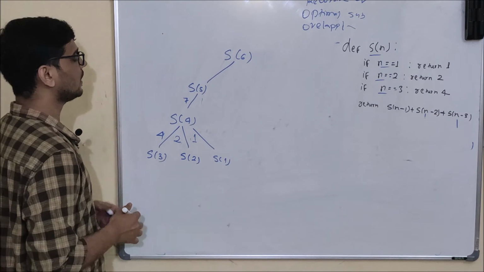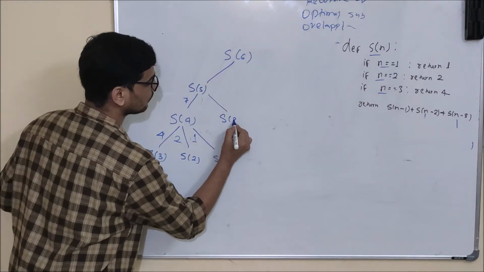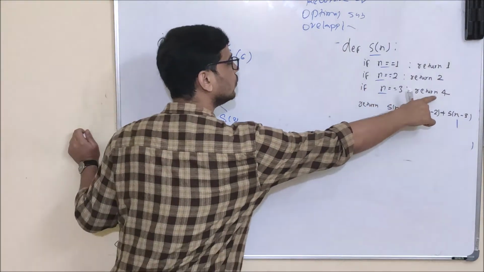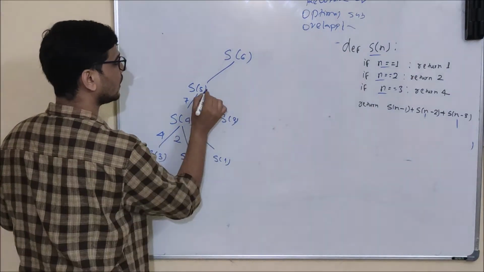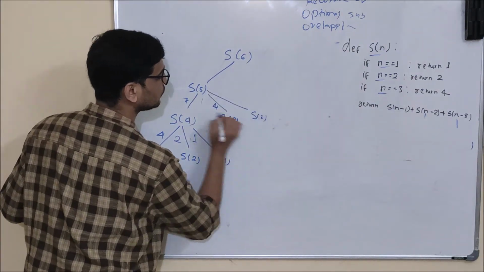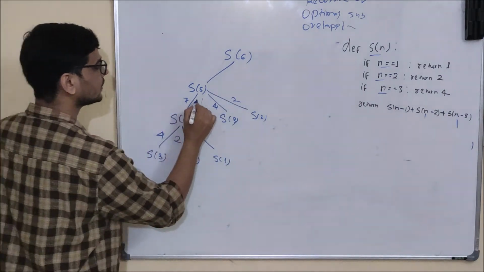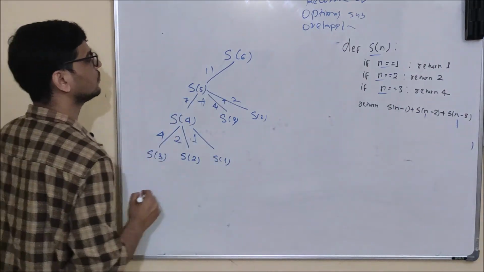And once s of 5 has got the value of s of 4, it is going to call s of 3, that is s of n minus 2. And for s of 3 this condition will be true and it will return 4 from here. And again s of 5 will call s of 2, and s of 2 will return 2 from here, correct? And then it will sum it up and return 11 to s of 6.